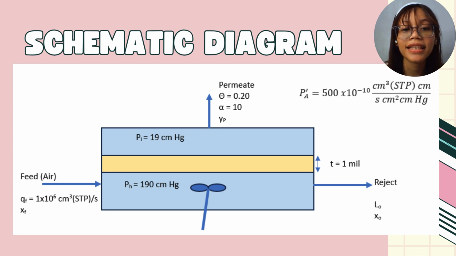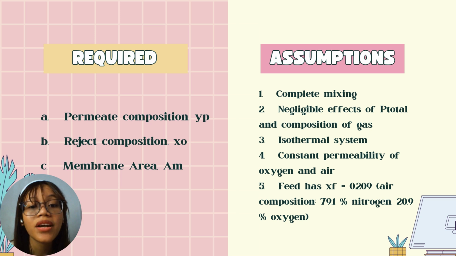Shown here is the schematic diagram of the membrane separation process. We have here the feed, the permeate, and the reject, and the given values in the problem. The required for this problem is first the permeate composition, Yp, the reject composition X sub 0, and the membrane area A sub m. Then the assumptions made are first, we assume that it is a complete mixing.